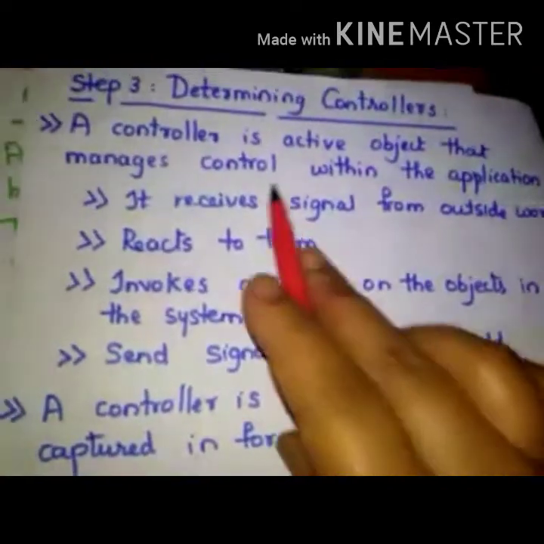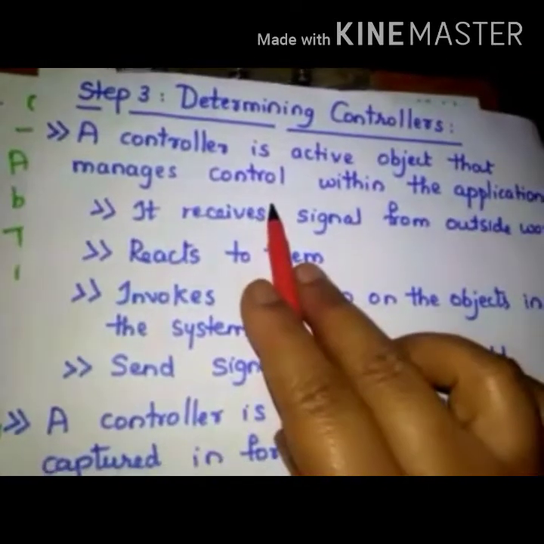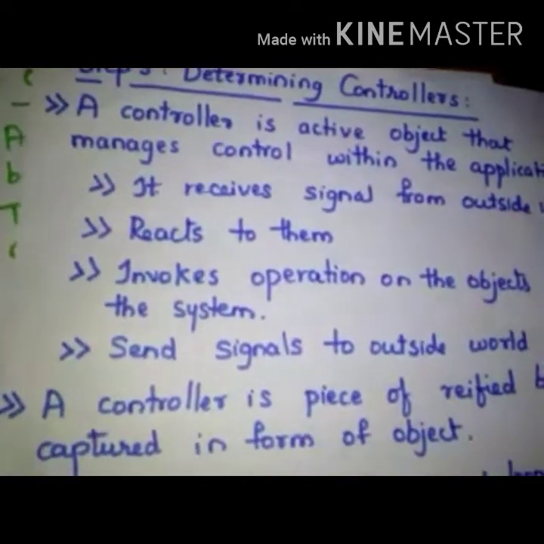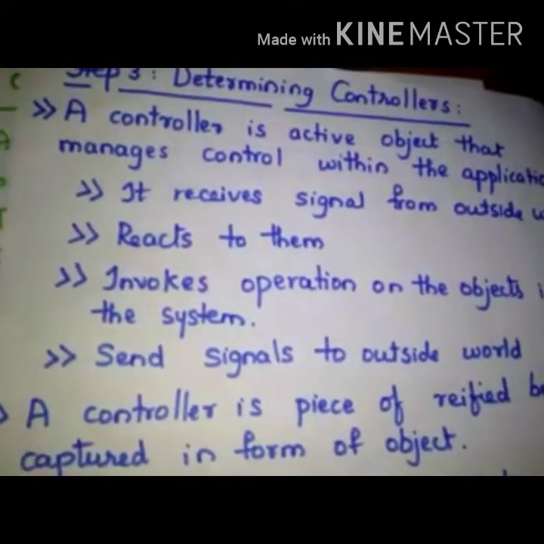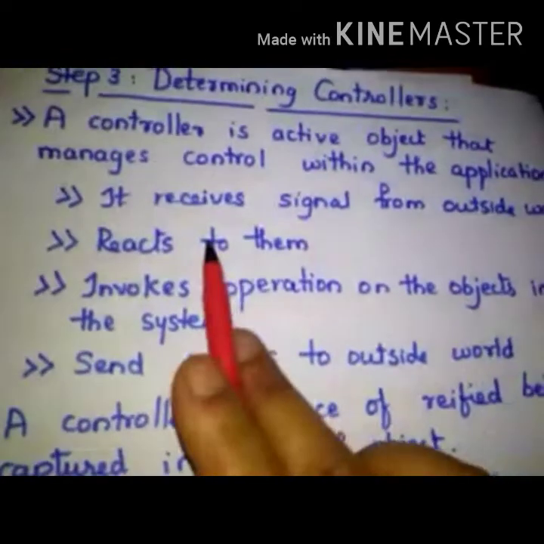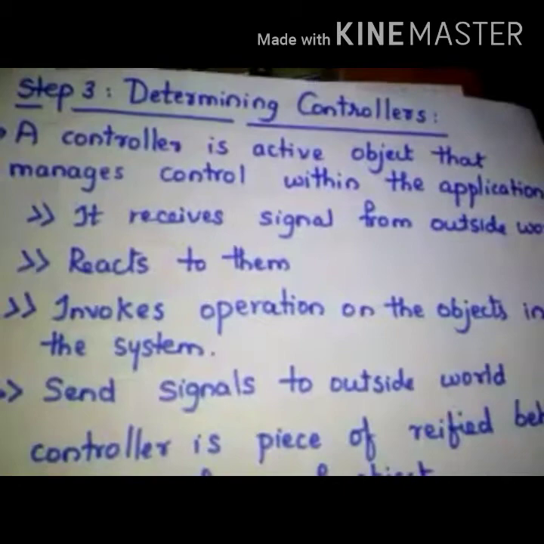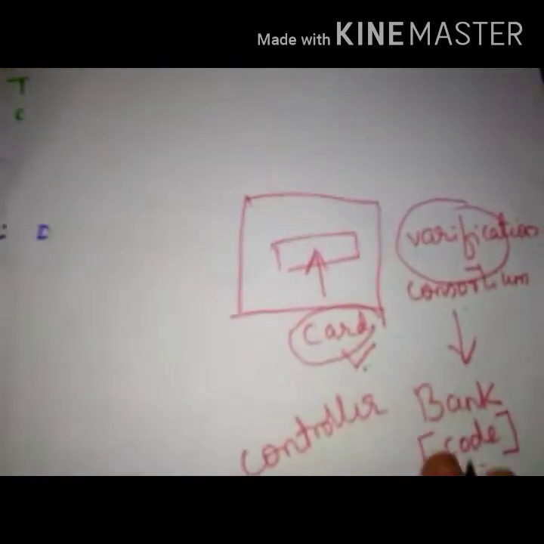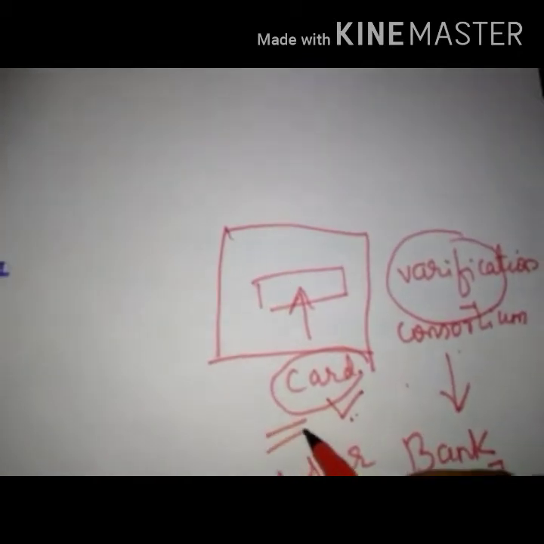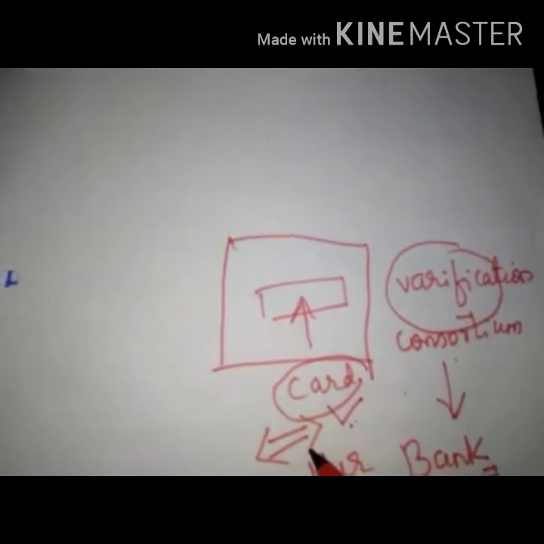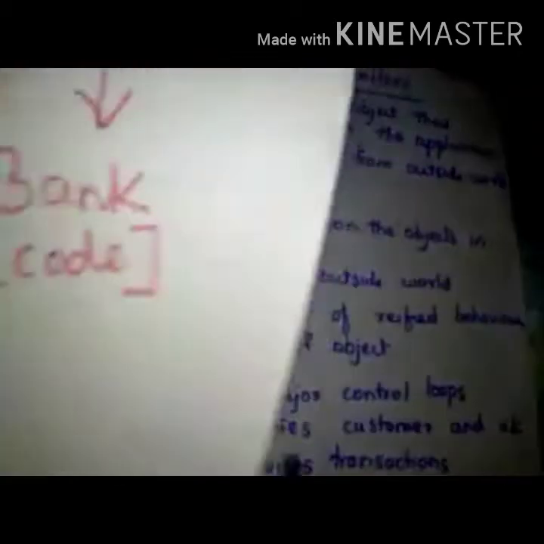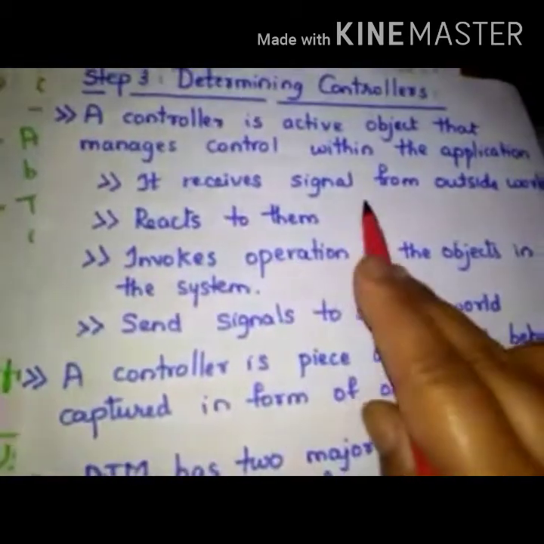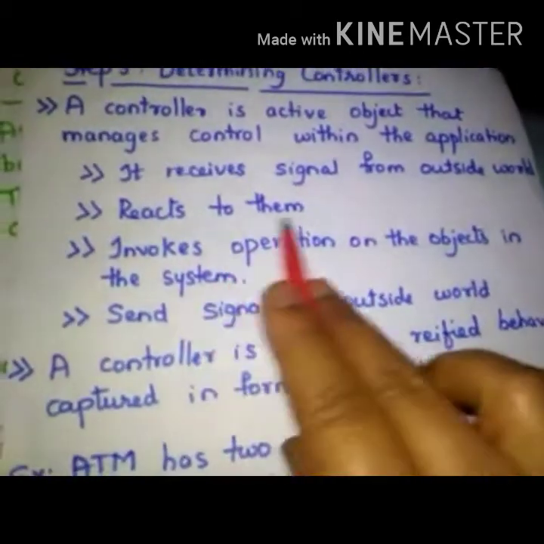A controller is an active object that manages the control within the application. Now within our application, what all things we need to control are: receive the signal from the outside world. So what information have we received from the external world? We have received the information regarding the card in the initial stage, right? It receives a signal from the outside world, it reacts to them.